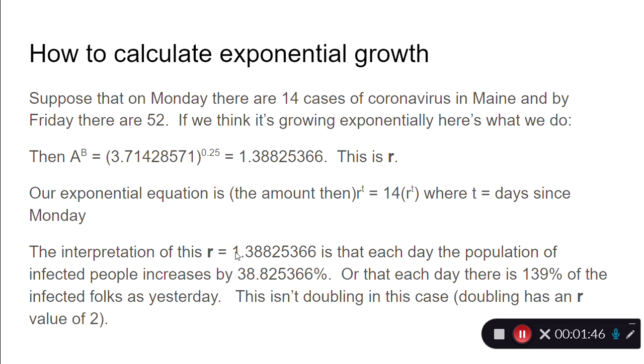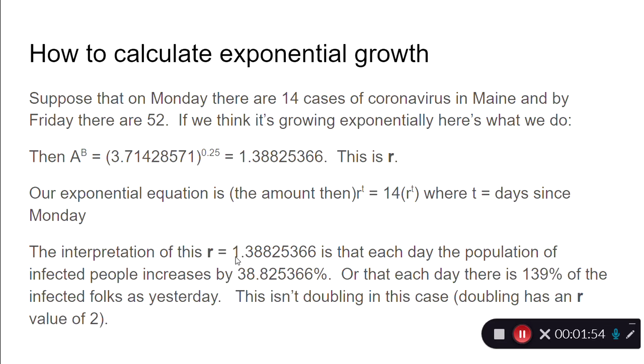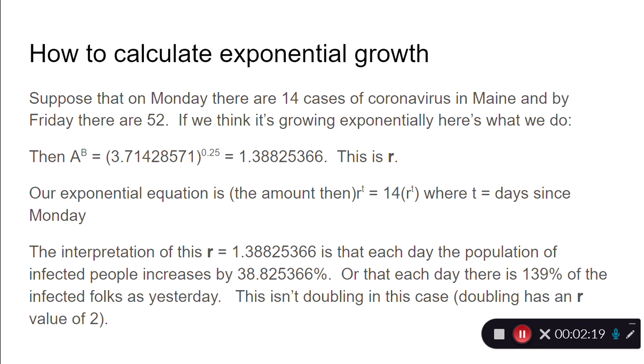We can interpret R, 1.388 and so on, as we can say a couple things. We can say each day there's 138.8% of what there was the day before, which is the same as saying there's a 38.8% increase. So anything over 1 is the increase. You can turn it into a percent by multiplying by 100. So based on those two data points, and assuming exponential growth, and there's good reason to believe that, we'll see in a couple slides, that would be a 38% growth rate, growth factor.